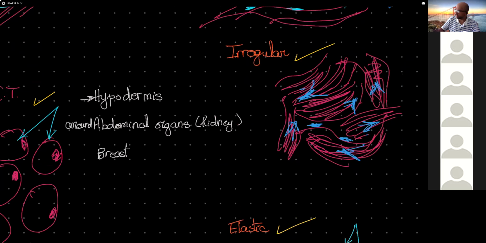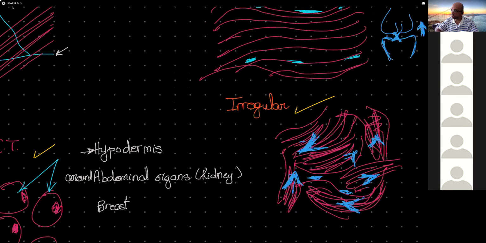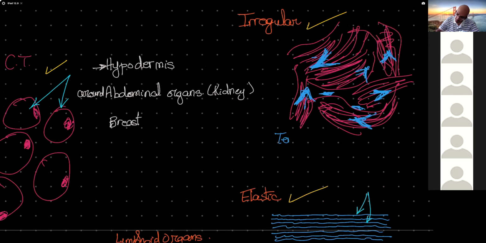But in the irregular dense connective tissue, I have fibers traveling up, down, up, down, to the sides, all directions. So what is the function, as we've discussed, of the dense irregular? Dense irregular allows tension in many directions.